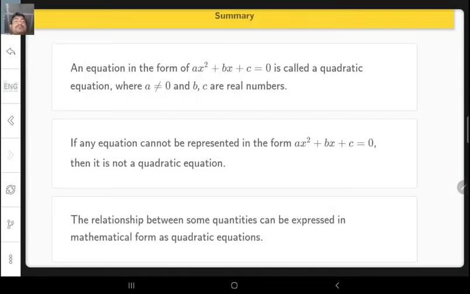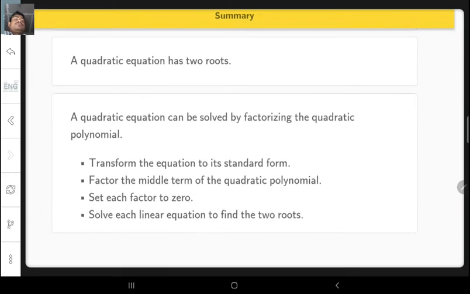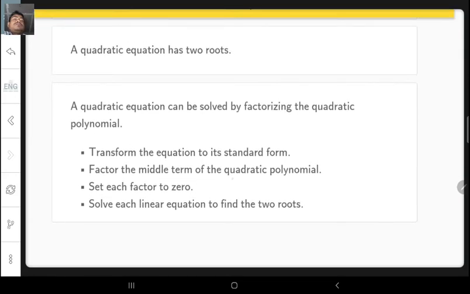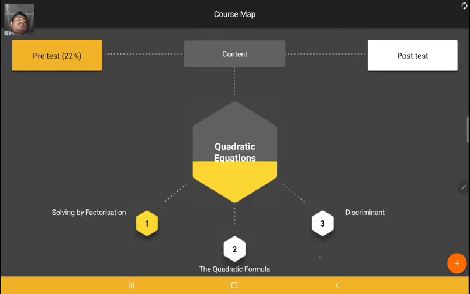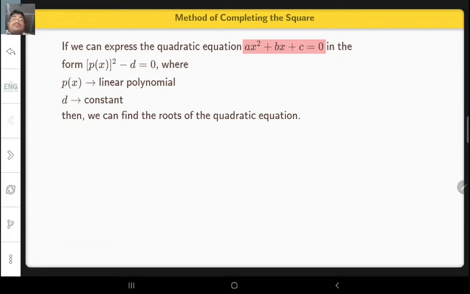Let's summarize what we have learnt in this topic. If we can express the quadratic equation ax squared plus bx plus c is equal to 0 in the form (px) squared minus d is equal to 0, where px is a linear polynomial and d a constant, then we can find the roots of the quadratic equation.